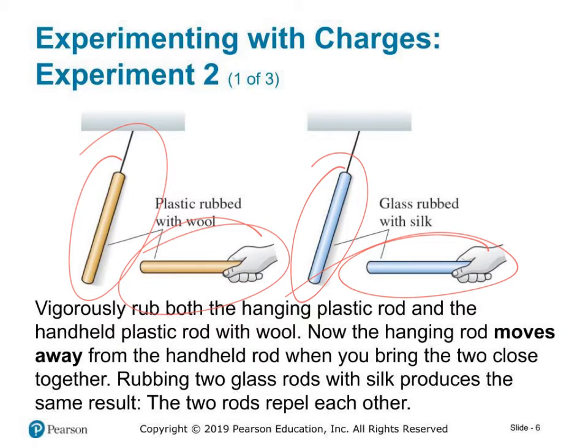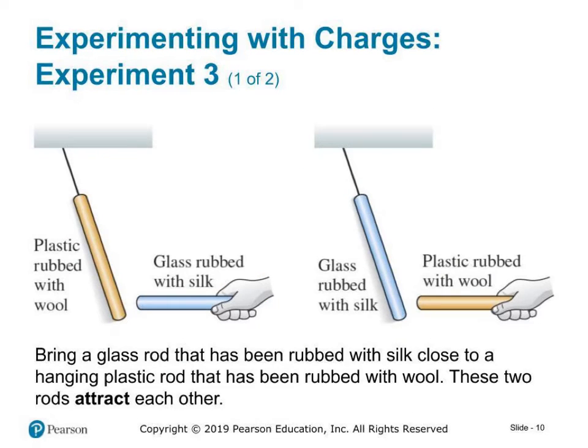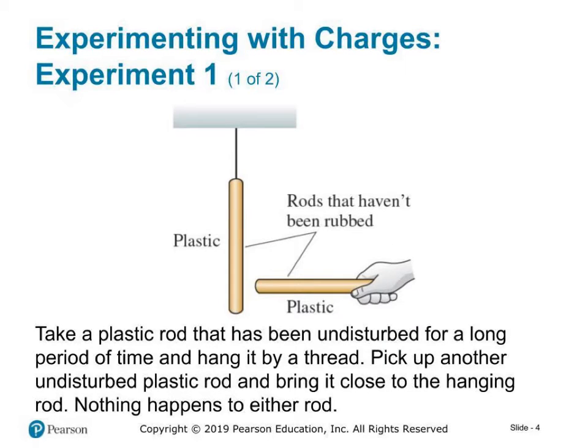A glass rod that has been charged with silk repels another glass rod that's charged with silk. So what Franklin deduced here was that charges that were the same repelled. Now in a second experiment where you mix the materials, you take a charged plastic rod and a charged glass rod and you put them next to each other, there's attraction instead of repulsion. So what this tells us is that unlike things attract. And lastly, if you take two rods that haven't been charged at all, they don't attract or repel.